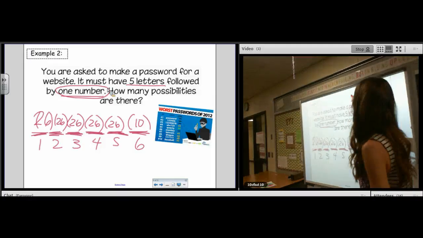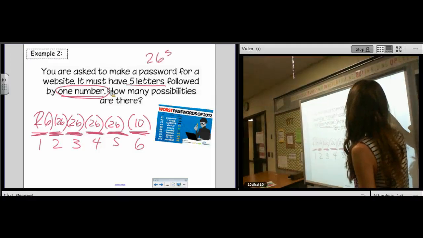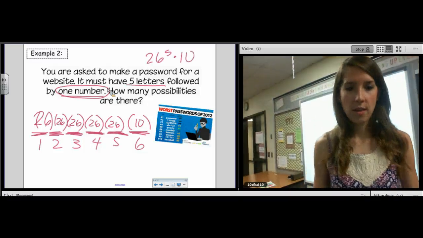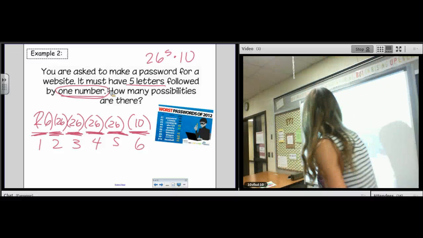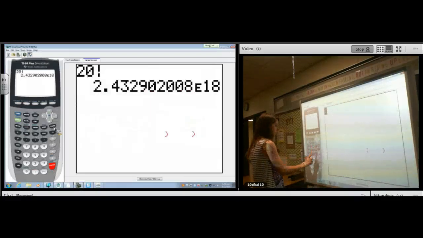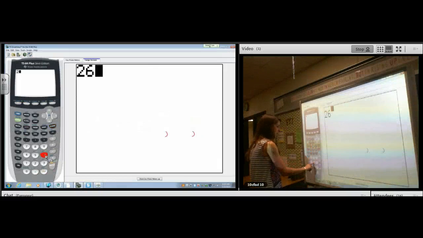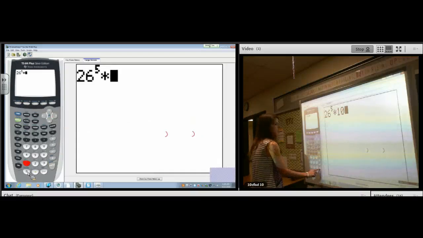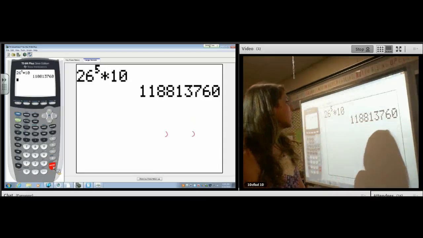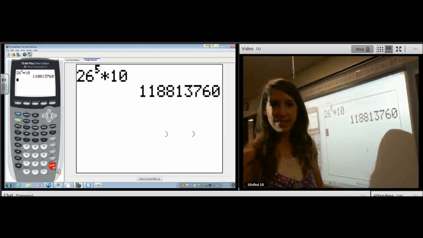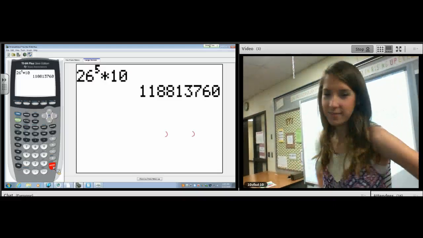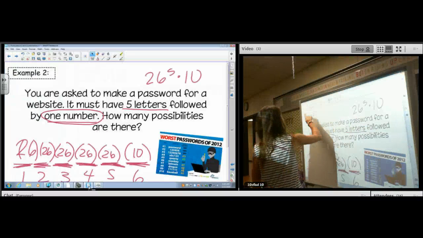So what is that really saying? That is 26 to the 5th times 10. So there are 118,813,760 different combinations of passwords that you could come up with. Lots of options.